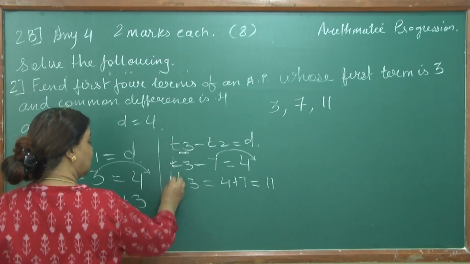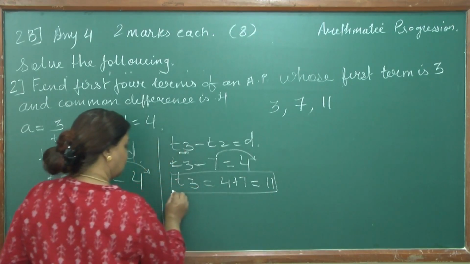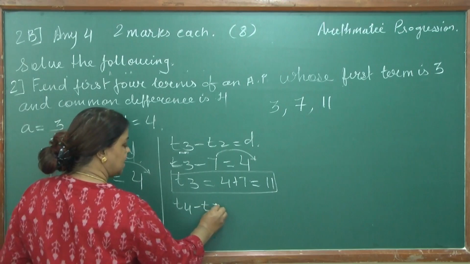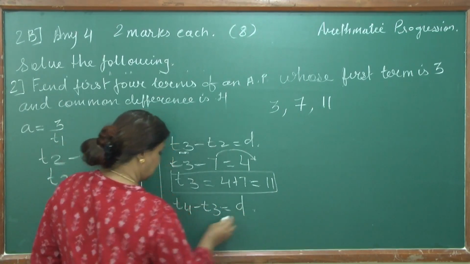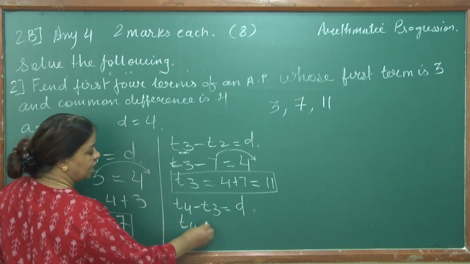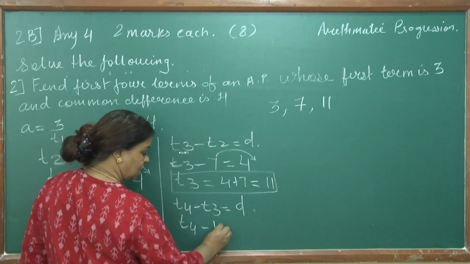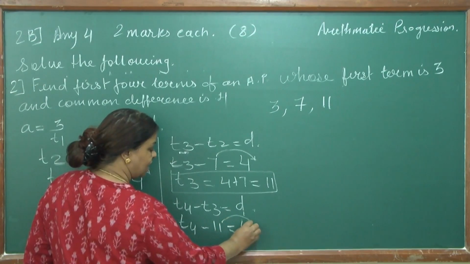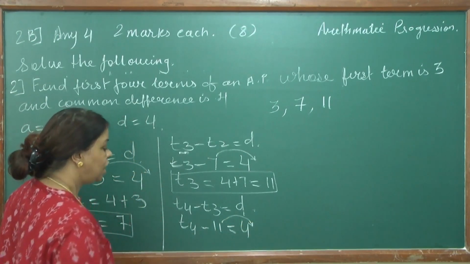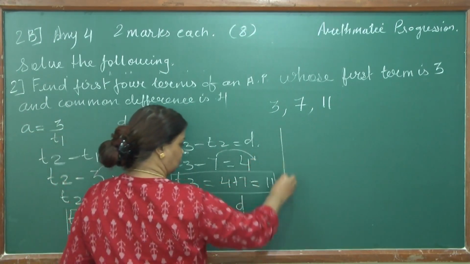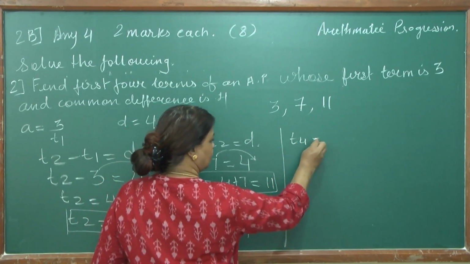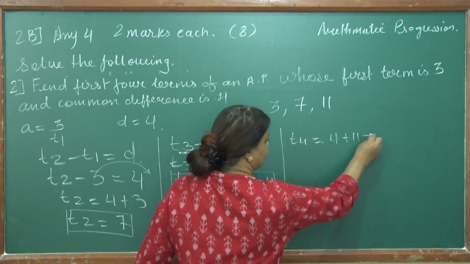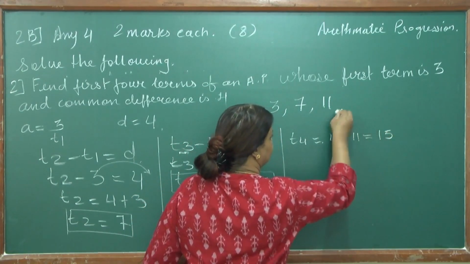Now we got the third term also. Now we can find further. T4 minus T3 is equal to D. T4 we don't know. T3 we know, 11. D is 4. Minus 11 will come here. So T4 is equal to, minus 11 will go there. 4 is already there and it will become plus. That is equal to 15.